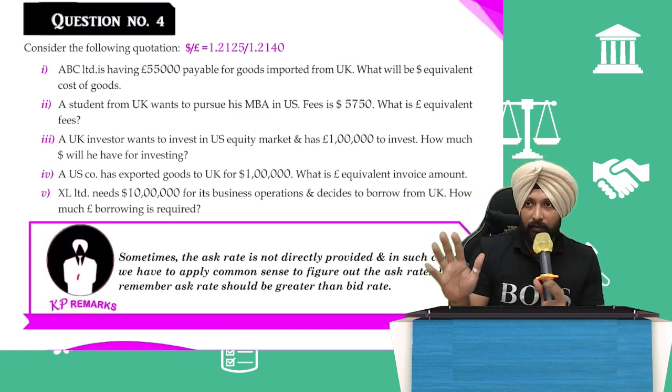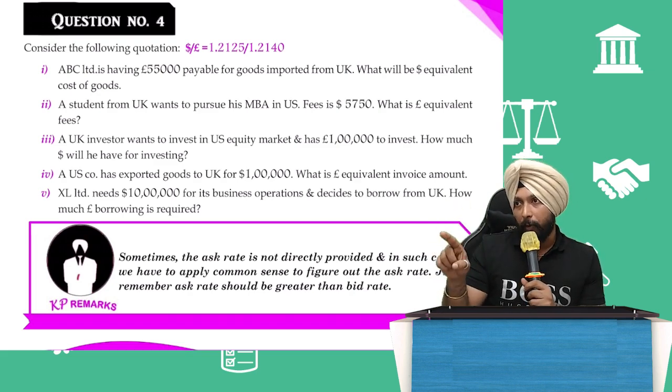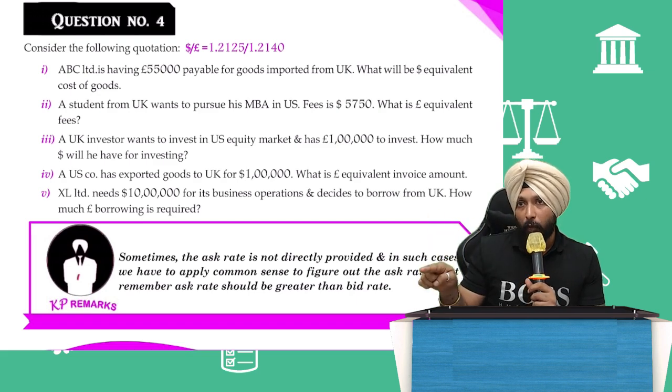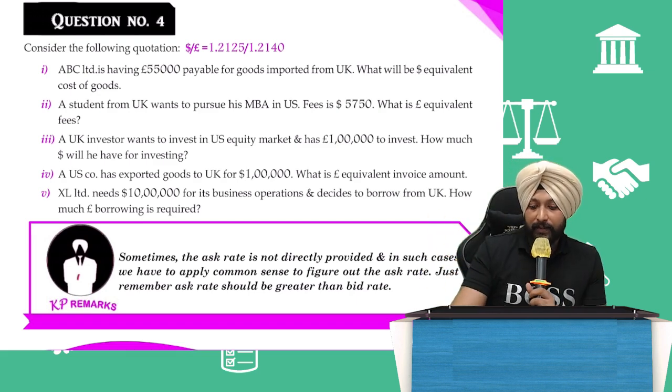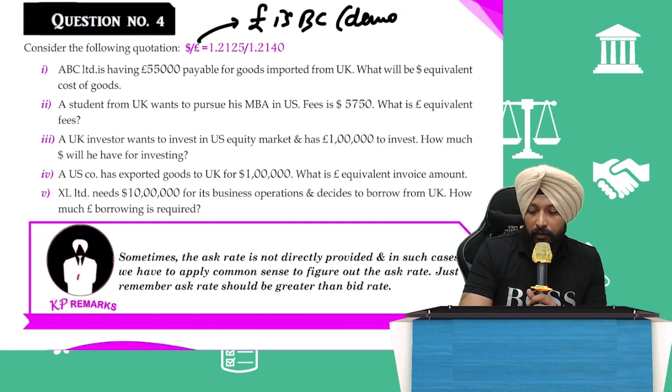This maths is clear. You see dollar is weaker than pound. We know that. Dollar needed for 1 pound should be greater than 1. That is satisfied in this case. So you conclude pound is base currency and it is in the denominator.